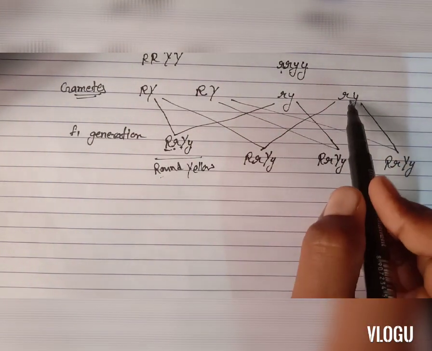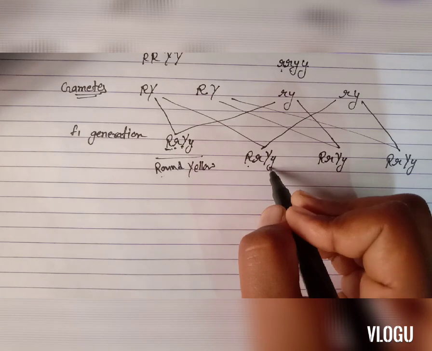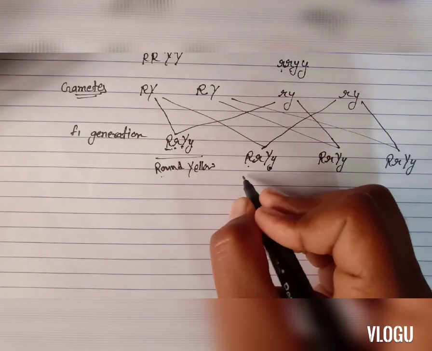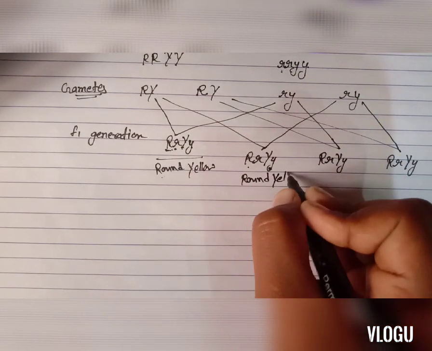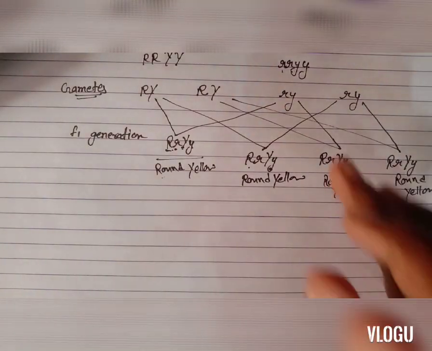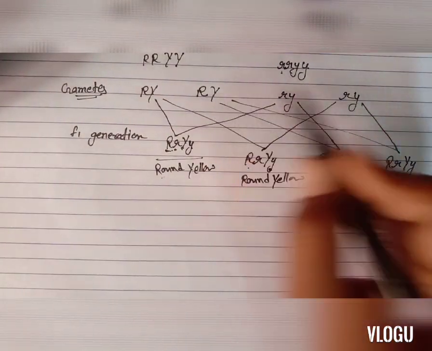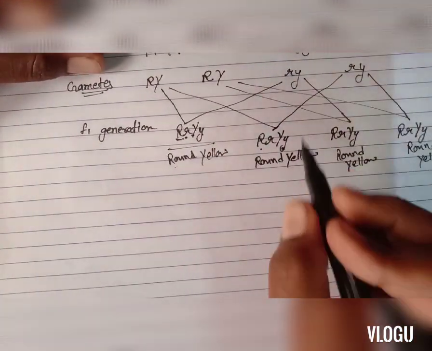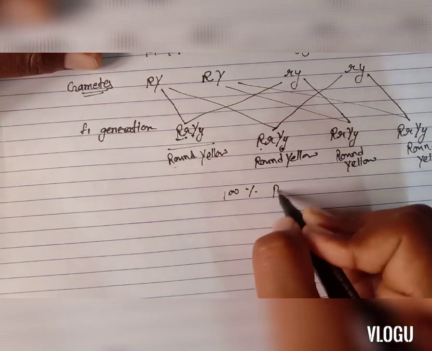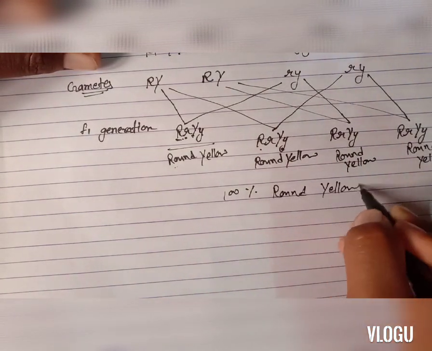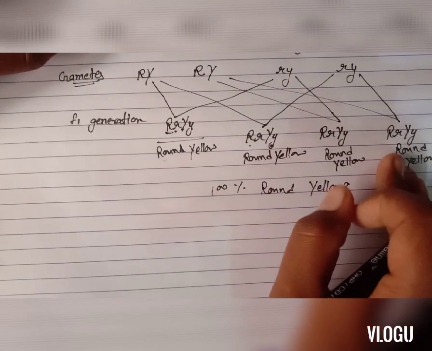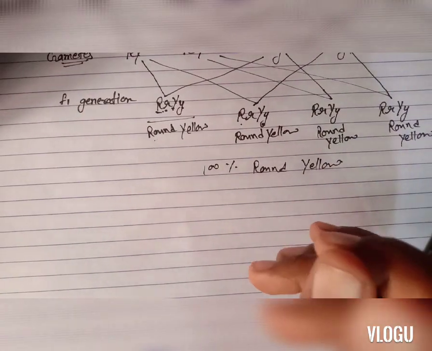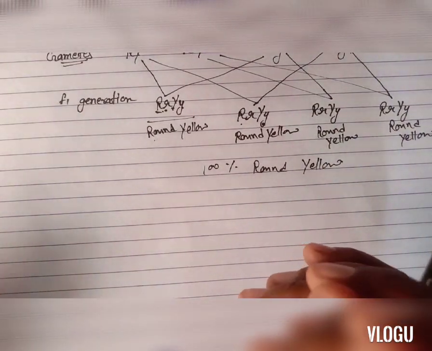This can fuse with this, also can fuse with this. Then this will be the genotype for the F1 progeny and its phenotype will be round yellow. Same here with these two. These are the process for this gamete. This gamete can fuse with this, can also fuse with this. So the result for the F1 generation is 100% round yellow. But as you can see here, these F1 progeny are not homozygous, they are in the heterozygous state. Now you have to form the F2 generation also.